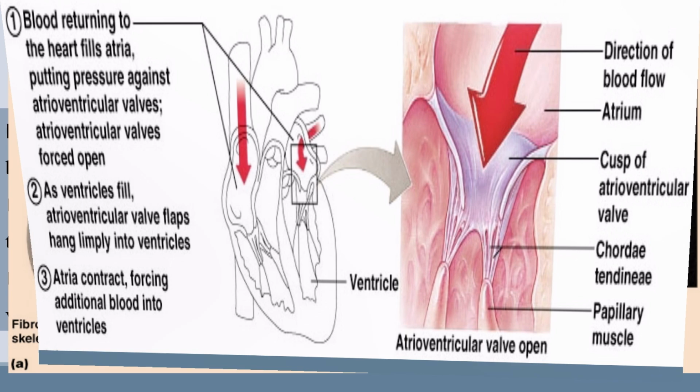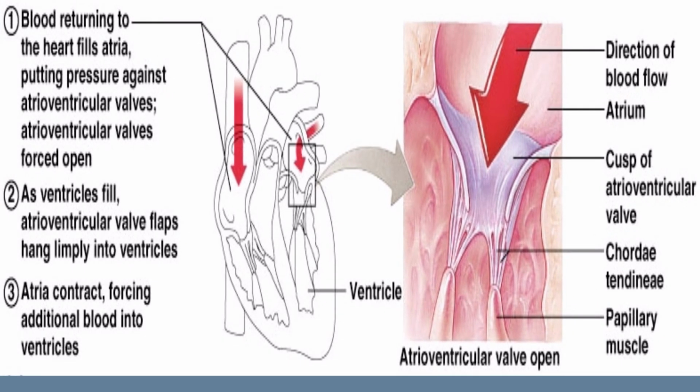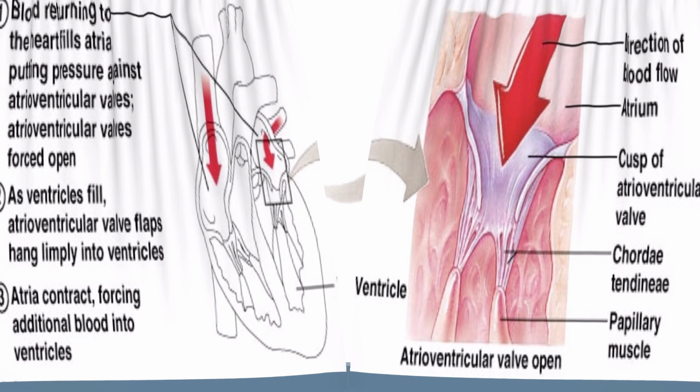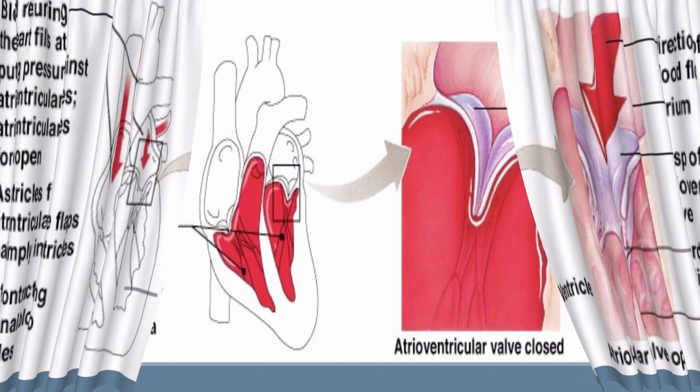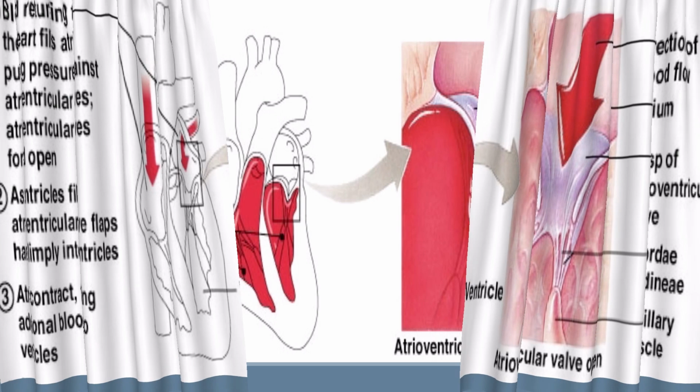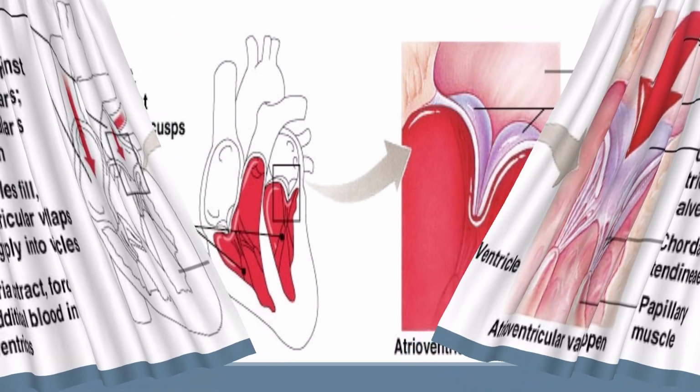This picture shows the positioning of various valves that allow the flow of blood from one chamber to the other, like bicuspid and tricuspid valves. In this picture, you can see the atrioventricular valve is open while blood is returning to the heart. It goes to the atria and puts pressure against the atrioventricular valve to open it. As the ventricles fill, these valves close, as you can see in this picture.